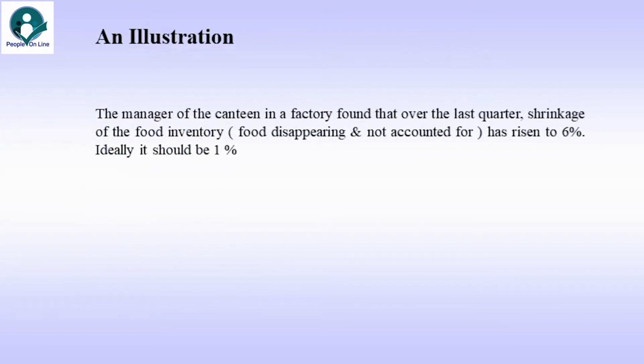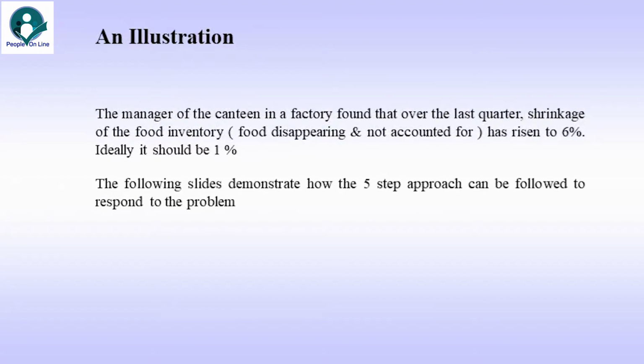An illustration. The manager of the canteen in a factory found that over the last quarter, shrinkage of food inventory, that is food disappearing and not accounted for, has risen to 6%. Ideally, it should be 1%. The following slides demonstrate how the 5-step approach can be followed to respond to this problem.